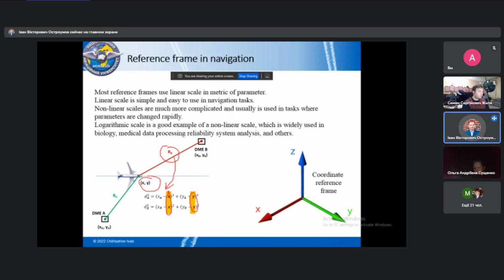In many different tasks, we can use different reference frames. In some cases, it can be linearly distributed. In some cases, it may be cycle distributed. For example, angles, pitch, roll, and yaw of aircraft orientation in space. That's why when we cross 360 degrees, we come back to 1, 2, 3, and come back to the beginning of our reference frame.